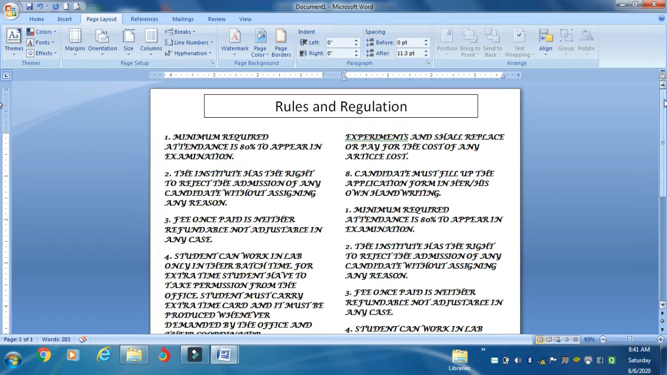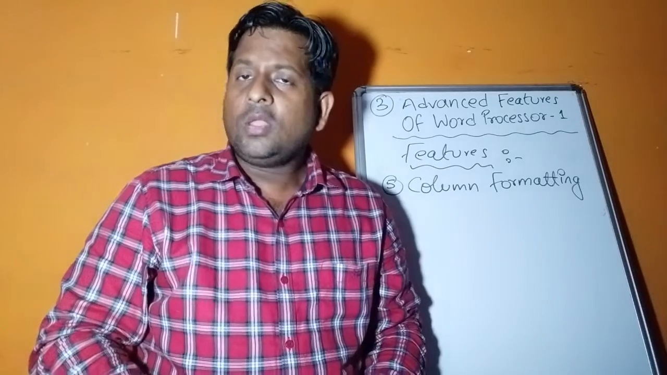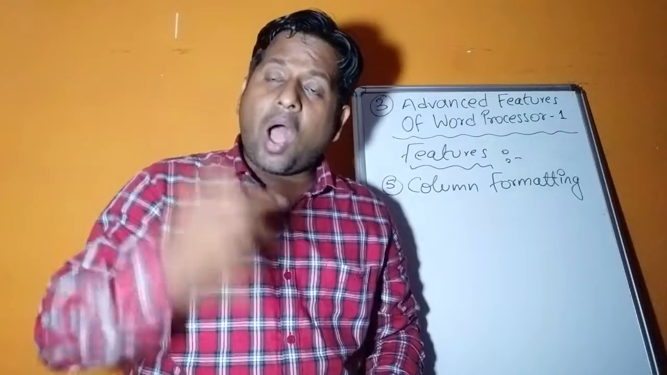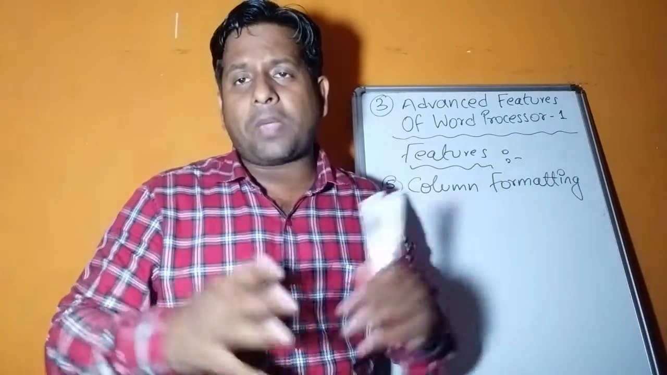So children, now you understood what is column formatting and what are its uses. The uses are basically when you want to publish any stories or any notice or report in a newspaper or magazine, so we can use column formatting in such cases. So now you understood what is column formatting and how we can apply column formatting to a page.